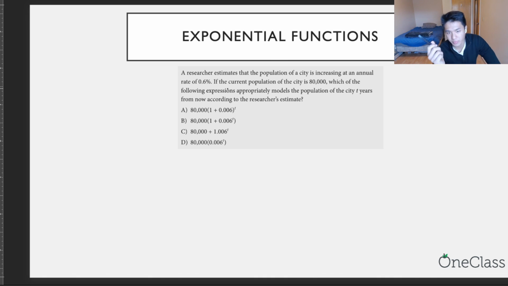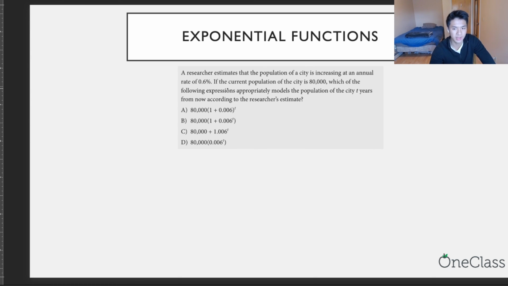So the first thing that we see here is that the question is giving you a scenario, and you're being asked to model that through an equation. Not even being asked to solve it, just how would we display this as an equation? So let's take a look. It says, a researcher estimates that the population of a city is increasing at an annual rate of 0.6%. If the current population of the city is 80,000, which of the following expressions appropriately models the population of the city t years from now, according to the researcher's estimates?